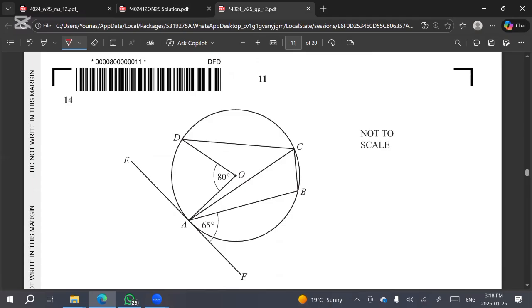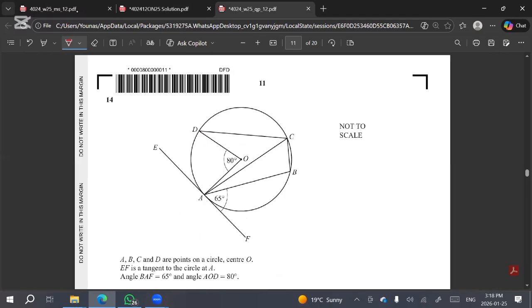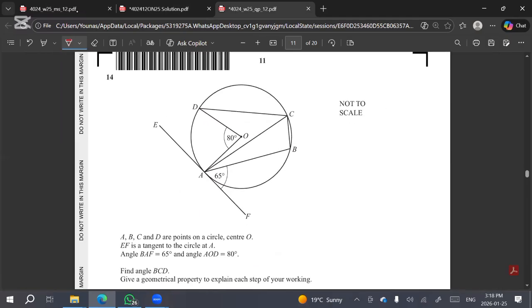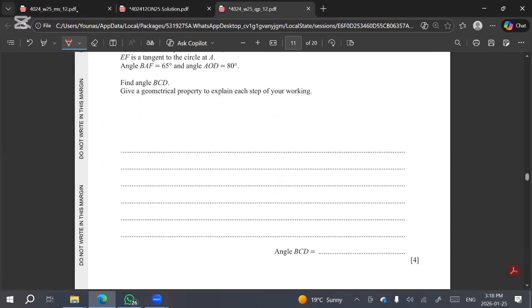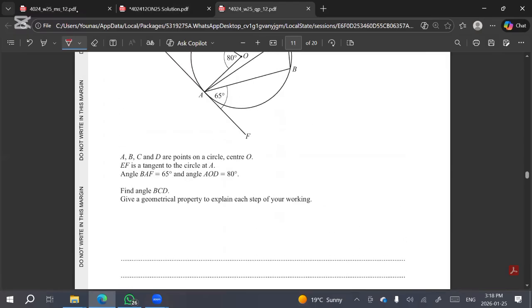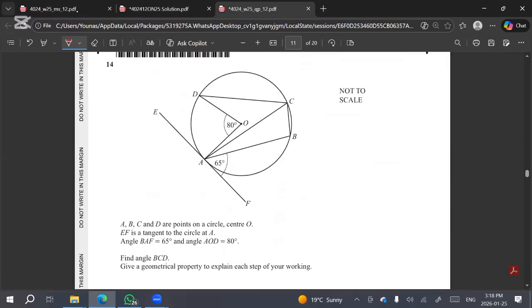The next question coming up on your screen is question number 14. This is a straightforward 4 marks question. So let me read it for you. Question number 14.